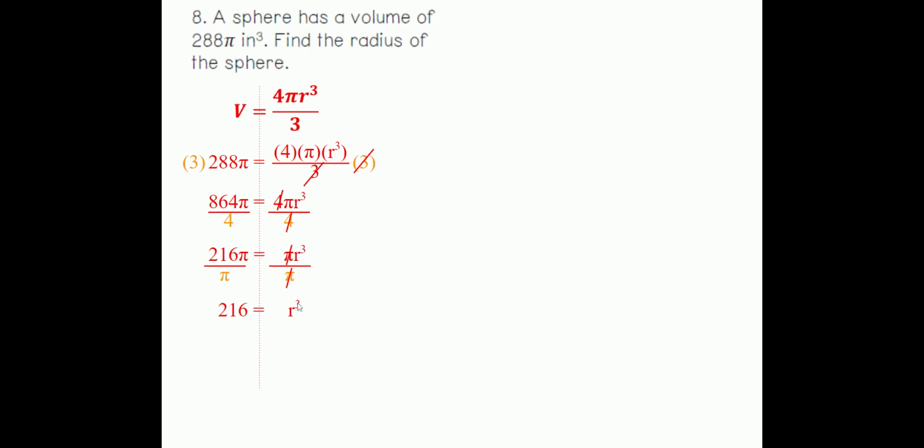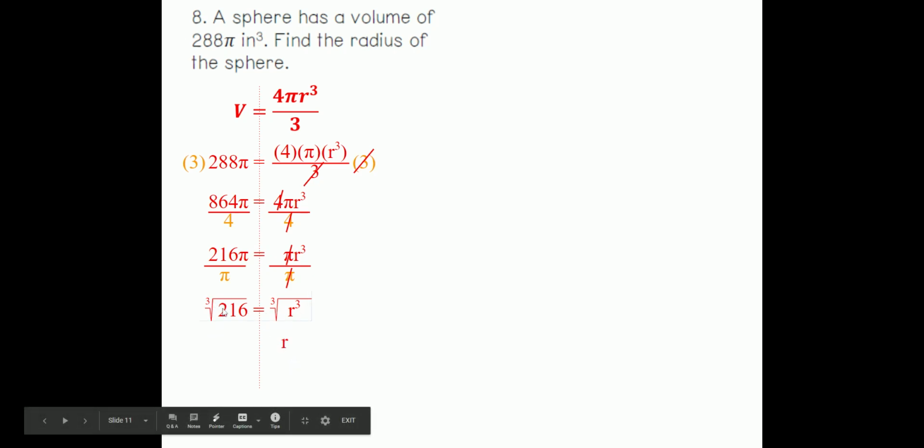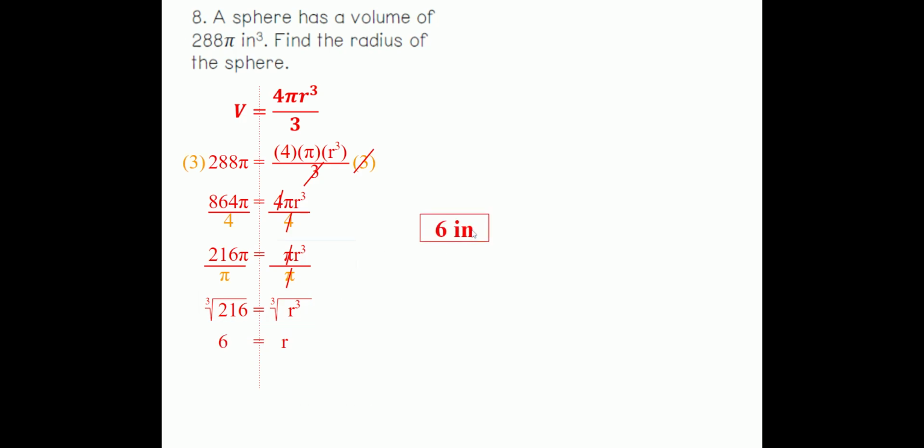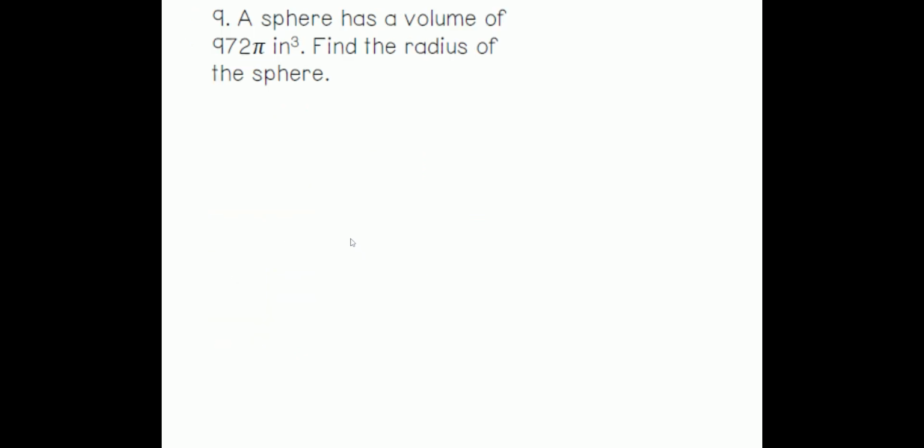In order to get rid of the cube, I need to use a cube root. And I'm going to do it to both sides. Now, the cube root of r cubed is r. Cube root of 216 is 6. So our answer is 6 inches. So our radius is going to be 6 inches. It's not 6 inches squared because a radius is just a length. It's not volume. Number 9 is similar.